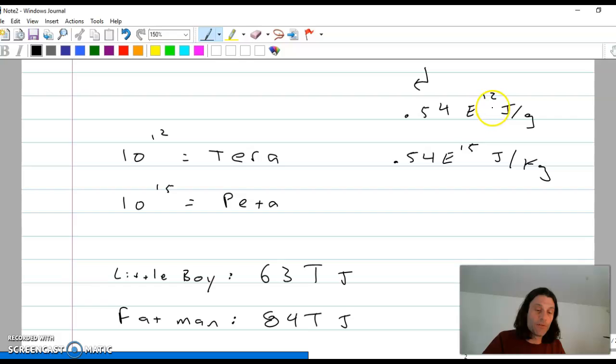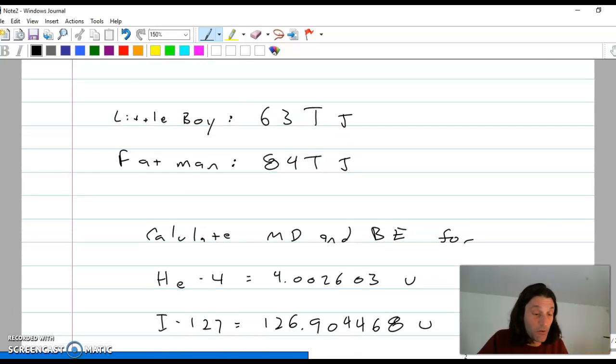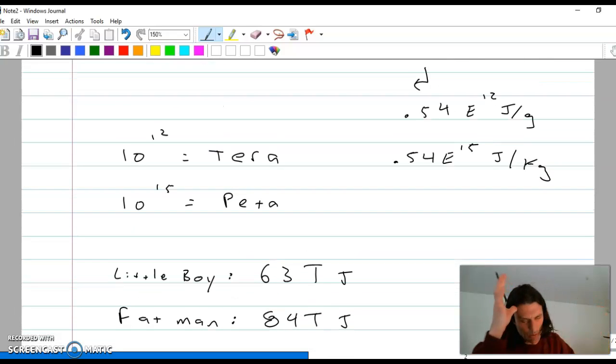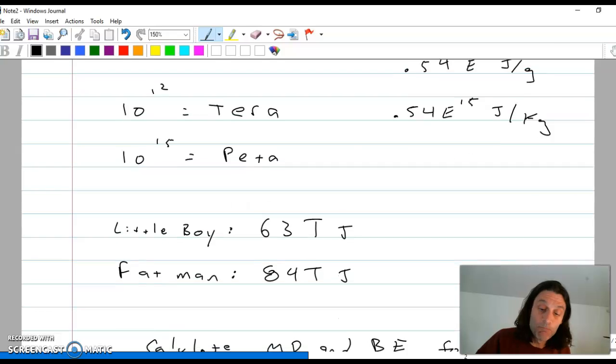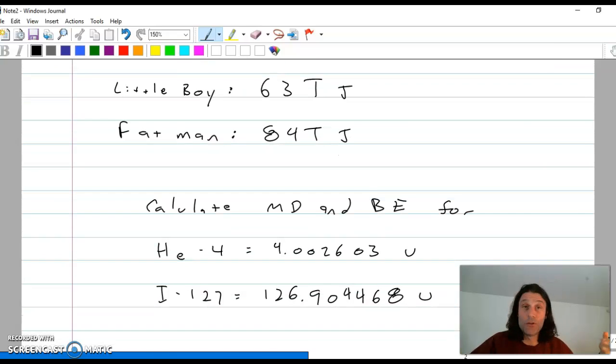Remember, 10 to the 12th is a tera. This is 10 to the 15th. I have about a half at 10 to the 15th. There is more energy in 1 kilogram of lithium nuclei, a lot more, 500,000 terajoules compared to 63 and 84 terajoules that were dropped on those unfortunate folks there that day. But just to give you an idea, boy, there's a lot of energy in mass, okay? It takes a lot of energy to hold things together. And when you break those nuclei, boy, you release a lot of energy. And that's what I was just trying to show you with that comparison, okay?